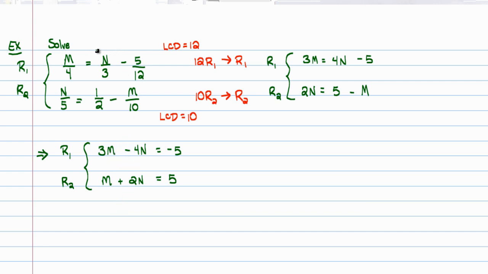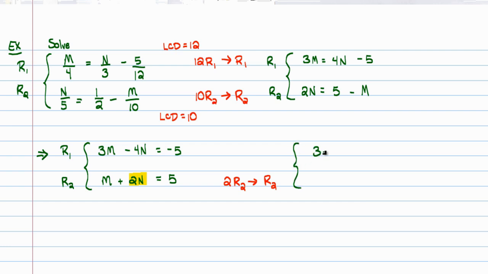Now we're going to pick a variable to kill off. It doesn't really matter to me. M looks like a great candidate, but I'm actually going to kill off the n's. The reason is because they're already opposite in sign, so I only need to multiply that second equation by the number 2. So if I multiply row 2 by 2 and make that my new row 2, I'll get to where the coefficients of n are opposites.